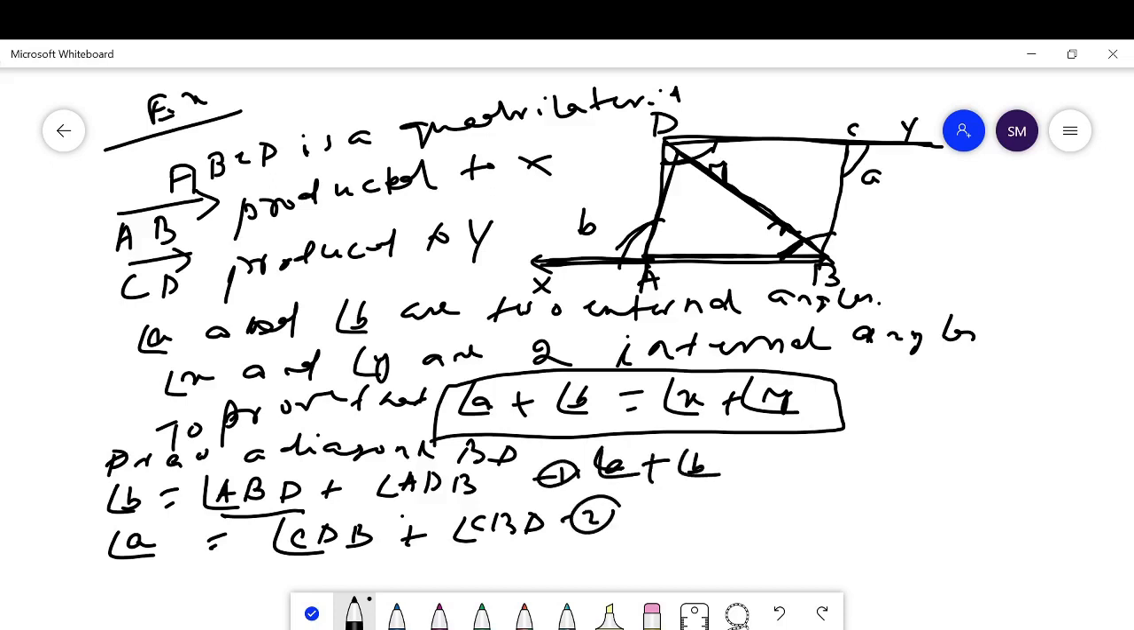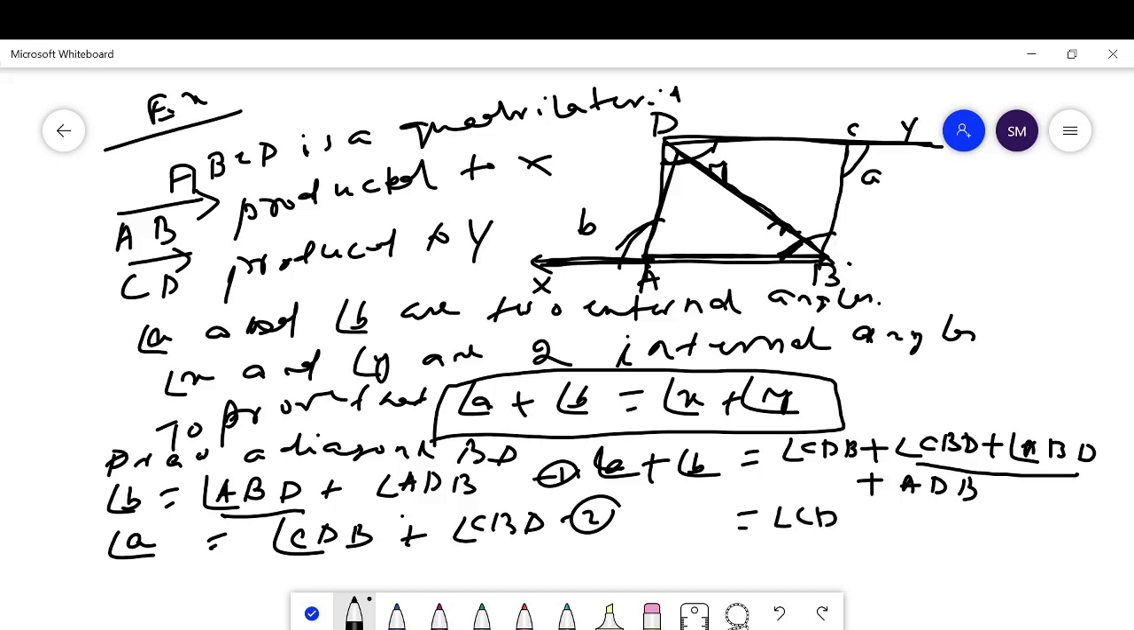Then add 1 and 2. We get angle A plus angle B is equal to angle CDB plus angle CBD plus angle ABD plus angle ADB. Here, ABD plus CBD.